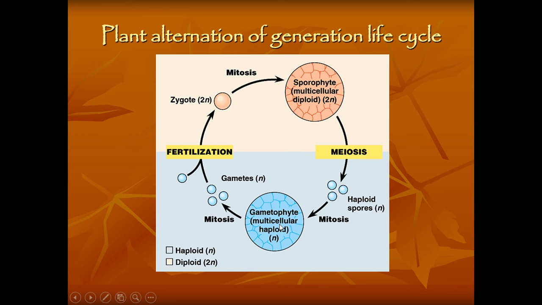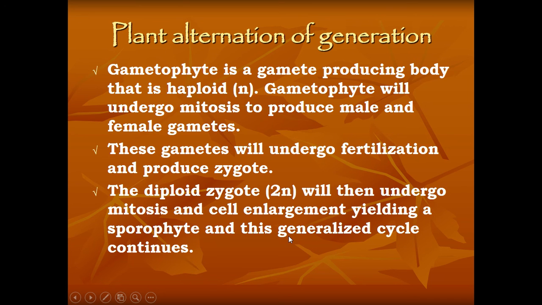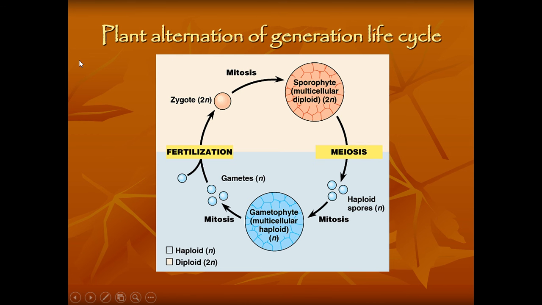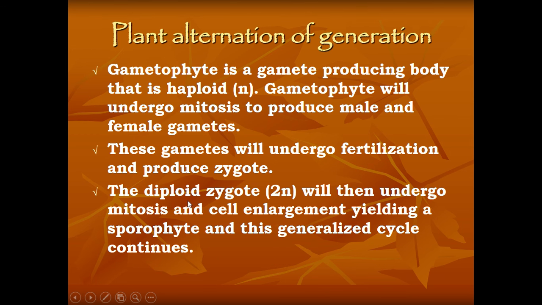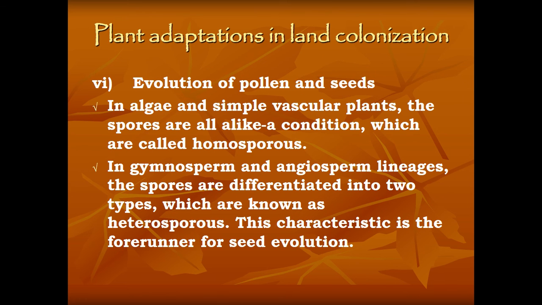Here, the gametophyte is a multicellular haploid, which actually refers to the gamete-producing body that is haploid. The gametophyte will undergo mitosis and produce male and female gametes. These male and female gametes fertilize and produce a zygote, as you can see over here. Remember, the zygote is a diploid cell that will undergo mitosis and then cell enlargement, yielding a sporophyte, and this generalized cycle will continue again and again.